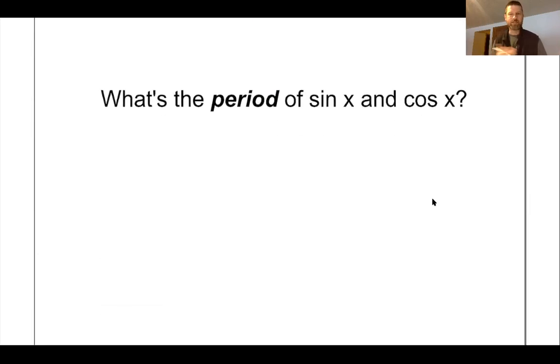All right, real quick question. What's the period of sine of x and cosine of x? Hopefully you remember. The period of sine and cosine is 2 pi. Those values repeat every 2 pi units because there are 2 pi radians in a circle.